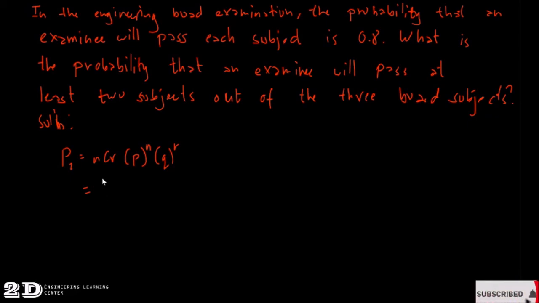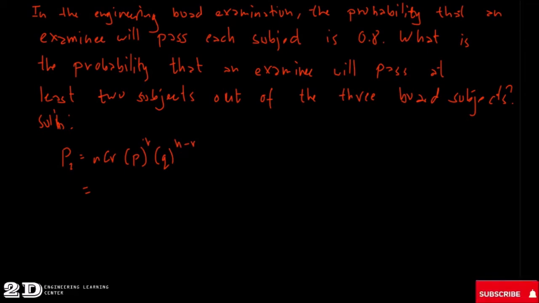So let's just check the formula first. Let's look at our notes. Okay, so it's n minus r, sorry for that. So this will be r here, this is r, and this is n minus r. Sometimes I forget some of the formulas.